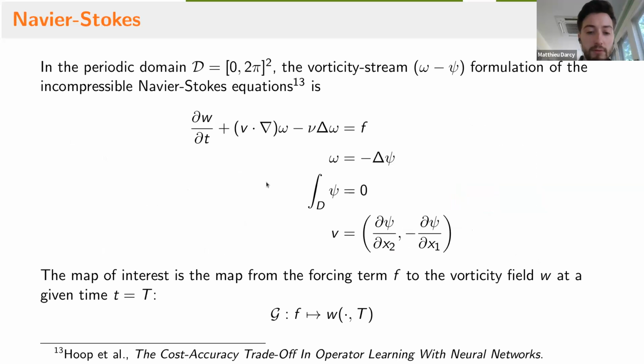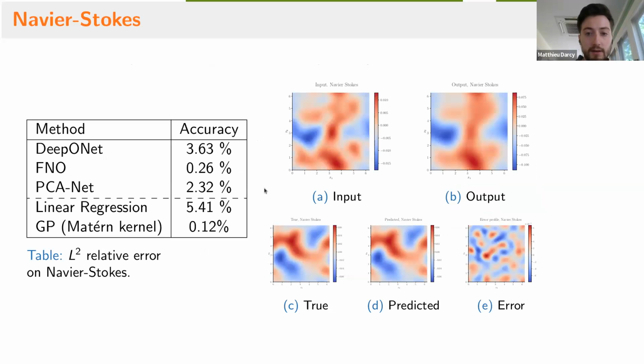Okay, a final example is Navier-Stokes. In this case, what you're trying to do is learn the map that maps the forcing term f on the right-hand side to the solution at some fixed time t. Here again, here are the accuracies reported, and this is an example from the second paper.